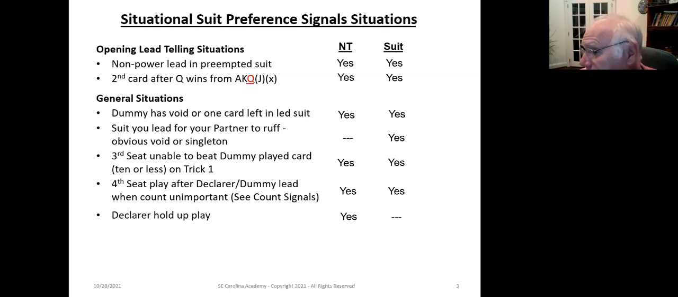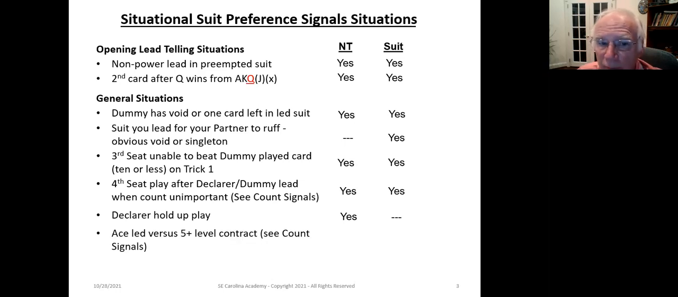Your partner then proceeds to play the jack of spades, okay, telling you that that's the bottom of their sequence and that they have the queen, and lo and behold, it comes back around to you and you have two cards left in the suit. Okay, which card you play is a suit preference signal. We'll talk about each one of these examples in more detail.